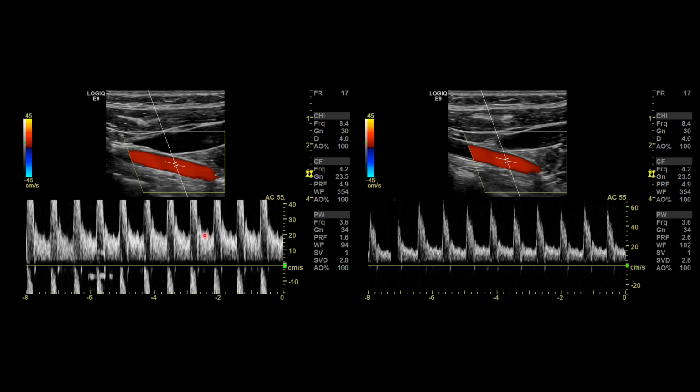Here's another one where you can see aliasing going on the left. How did we fix this in this case? Well, here we mostly changed our pulse repetition frequency. Here it is 1.6. It went up to 2.6. What does that do? That increases our scale on our spectral window. Here we're going from about 40 centimeters per second to about minus 20 centimeters per second, so there's about a 60 centimeter per second scale. Whereas here we're going from about 60 centimeters per second to about minus 20 centimeters per second, or maybe a little bit more than that. So this is probably around a 90 centimeters per second scale. It's a bigger scale, which allows us to better depict the true direction of flow on this one.